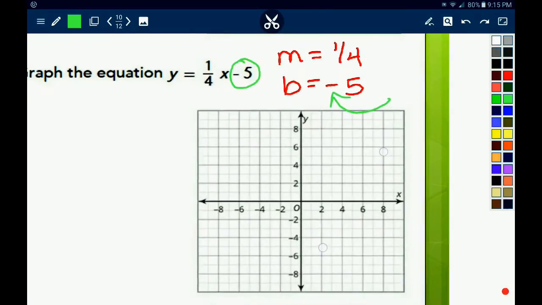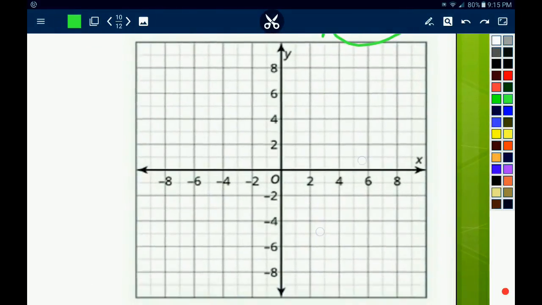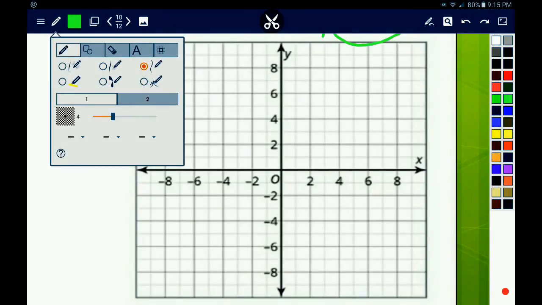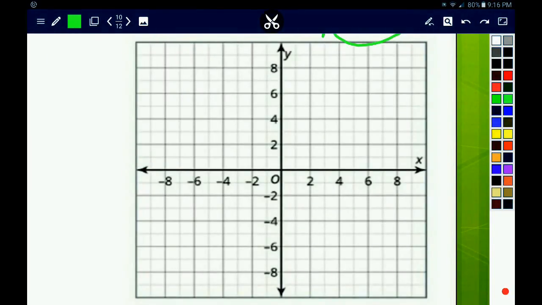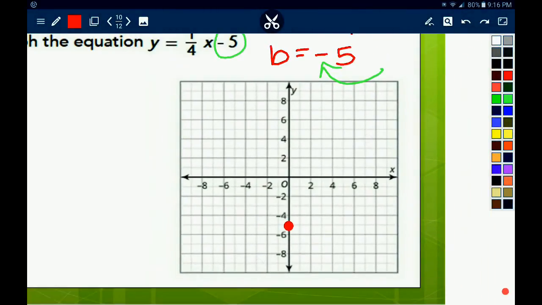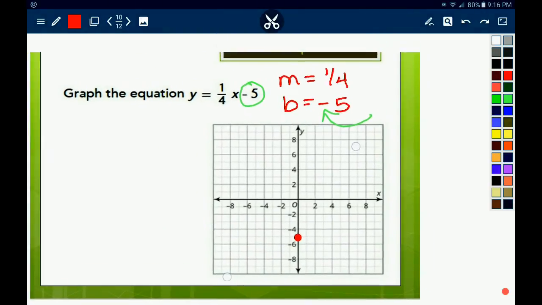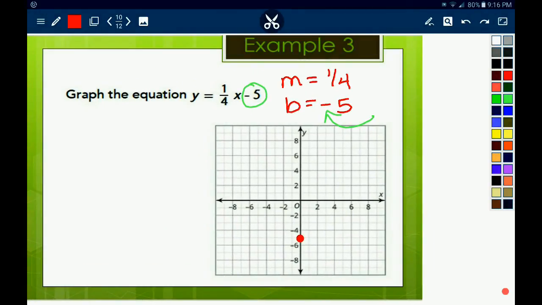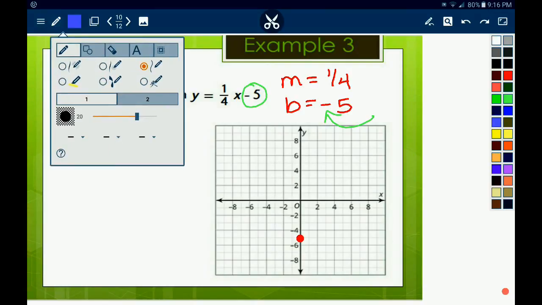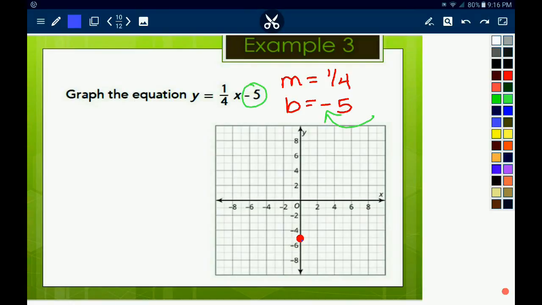So now we have to go to our graph, and again, we start with the y-intercept. Start with the y-intercept, which is -5. So I'm going to plot -5 on the y-axis. Next thing we have to do is actually do the rise and the run from -5. So I'm going to start my pencil at -5, and I'm going to count up 1 unit. Okay, so that would bring us to -4.